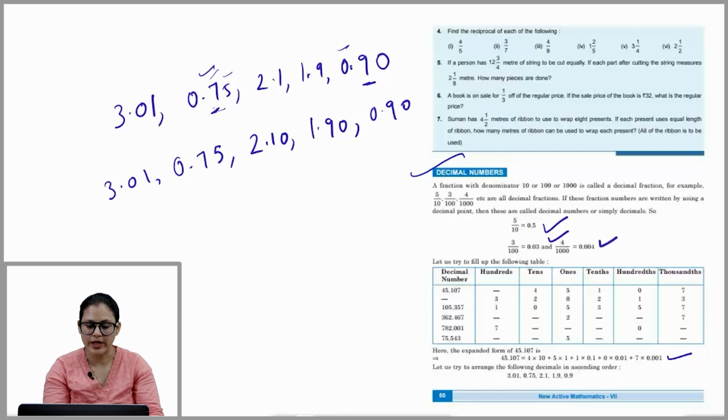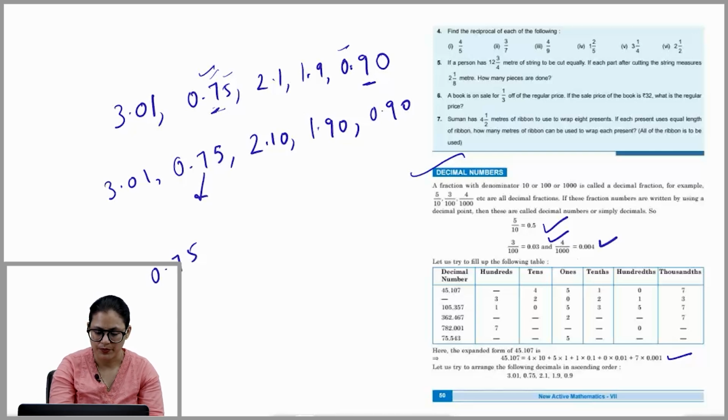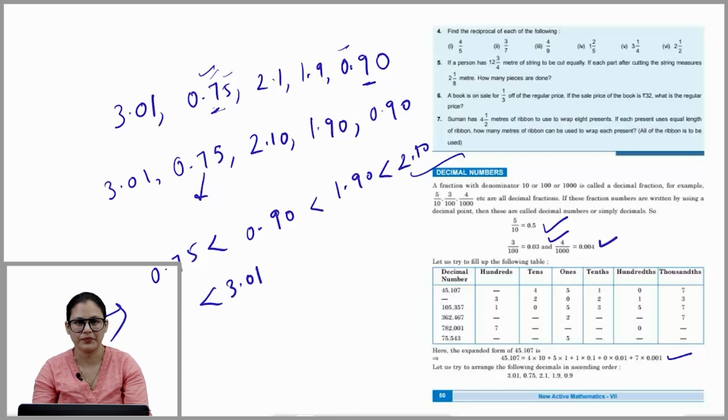So which one is the smallest number? This one, 0.75. Then you have 0.90, then you have 1.90, then 2.10 and 3.01. So this is the ascending order.